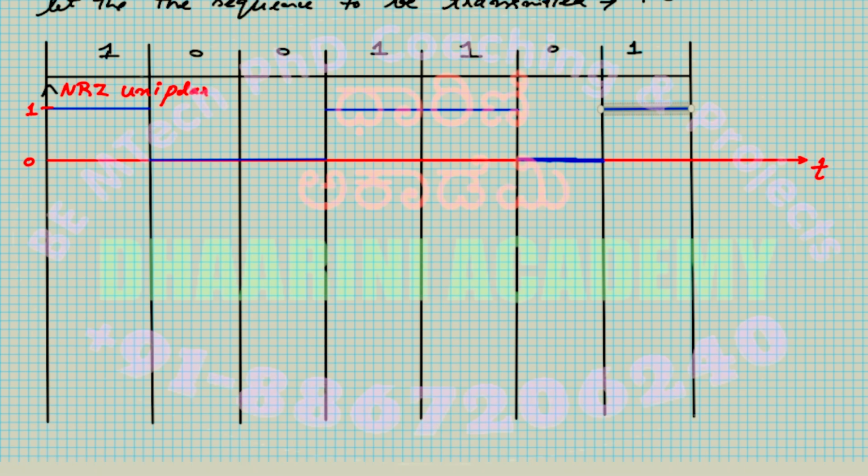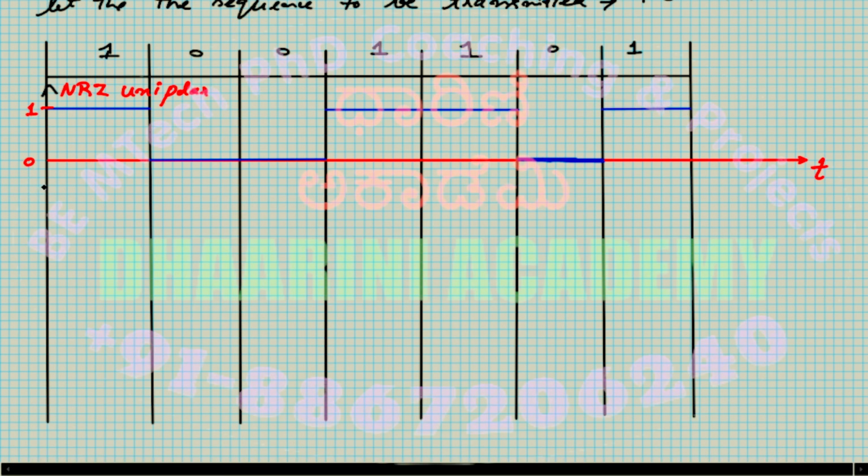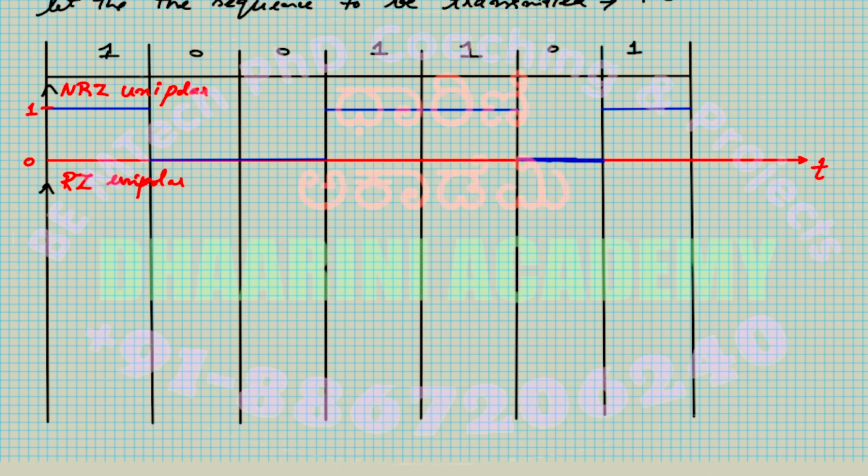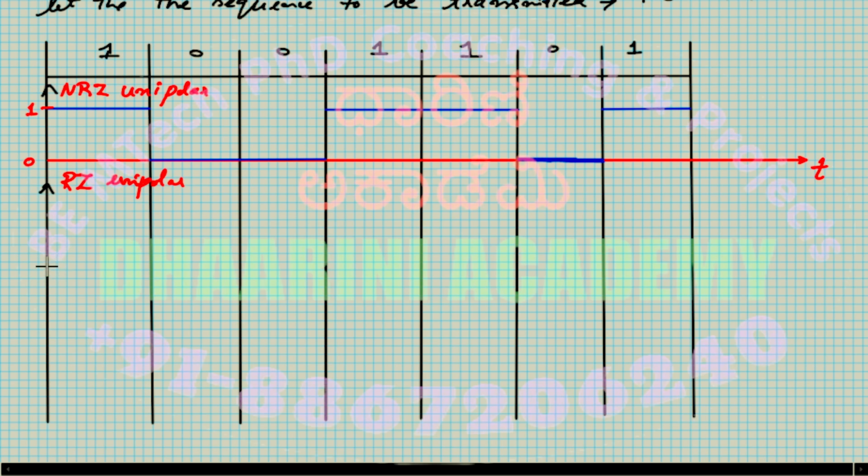Let's move further. The next waveform we are going to see is a slight variation of this unipolar NRZ. It is called RZ, return to zero. This is going to come to zero. This is RZ unipolar, right? As the name suggests, I'm expecting the waveform to come to zero somewhere in the middle. Okay, we'll see that.